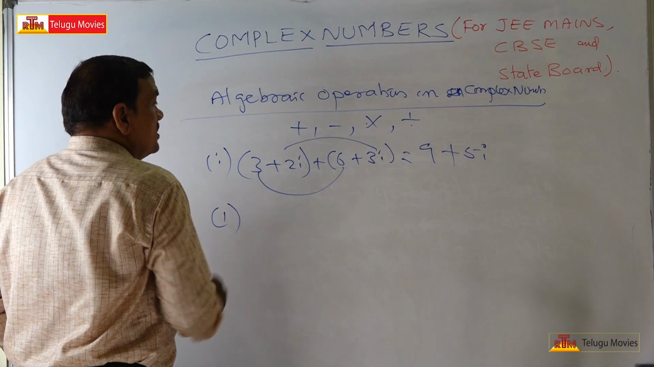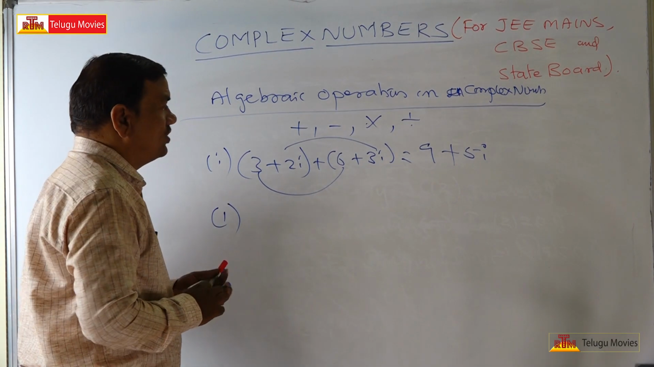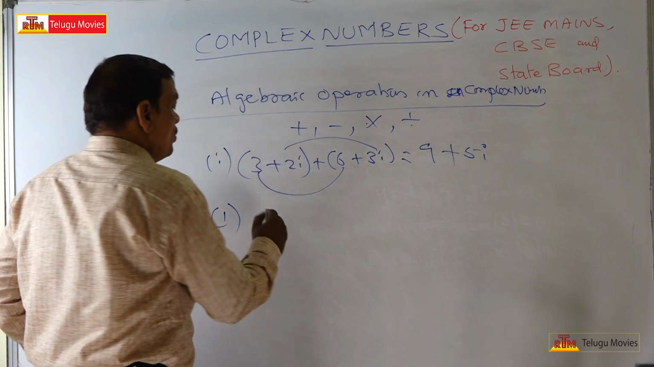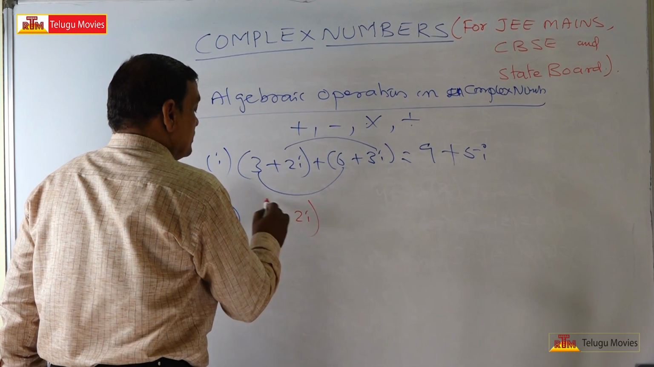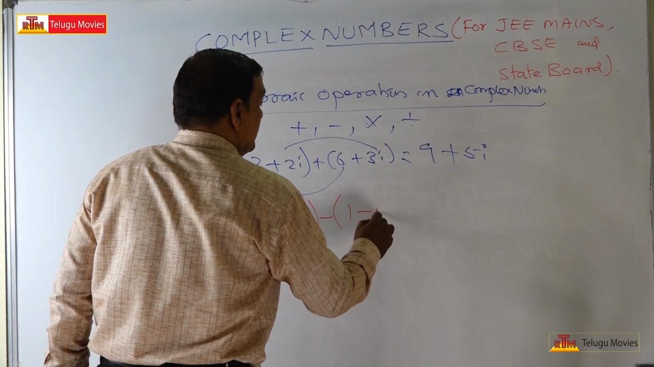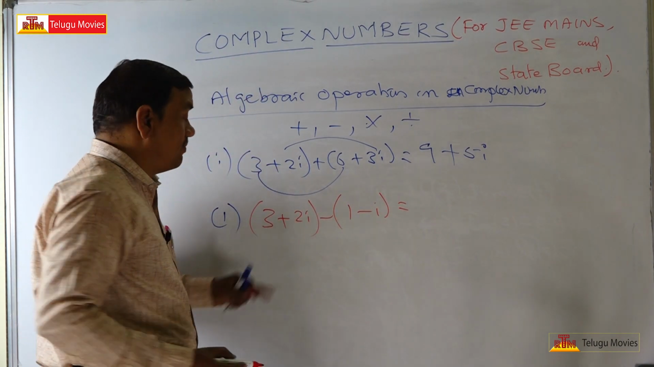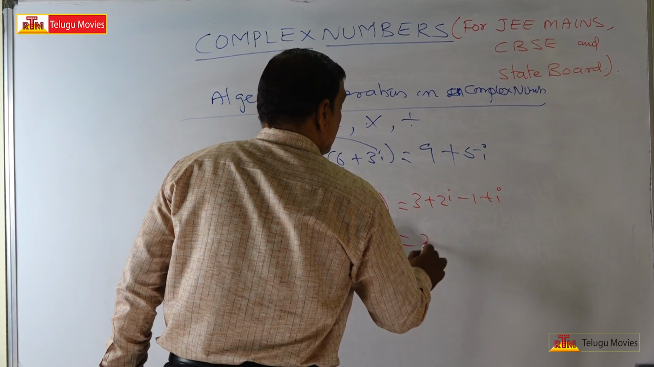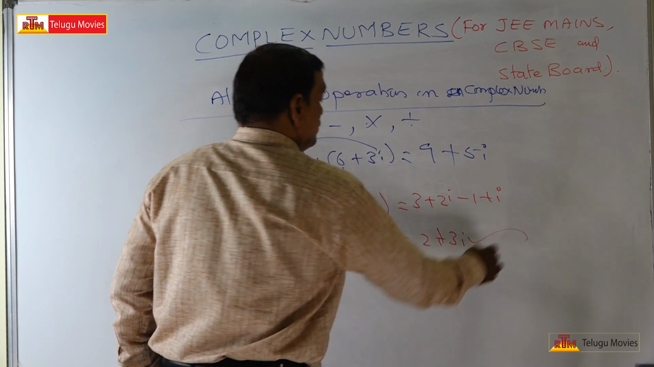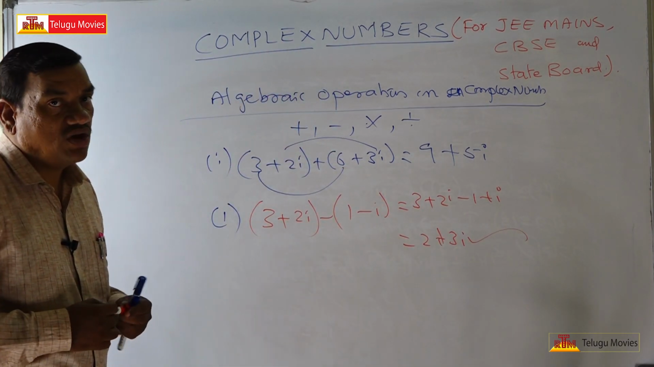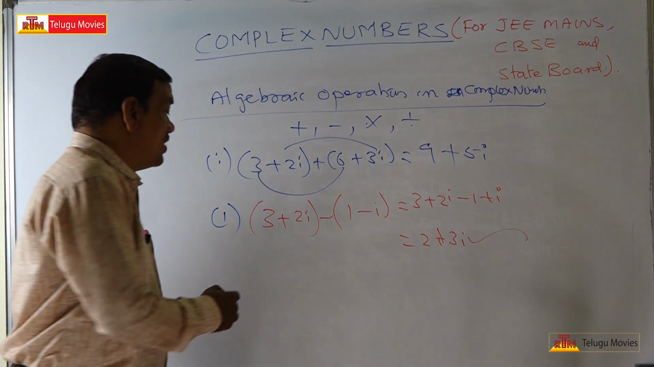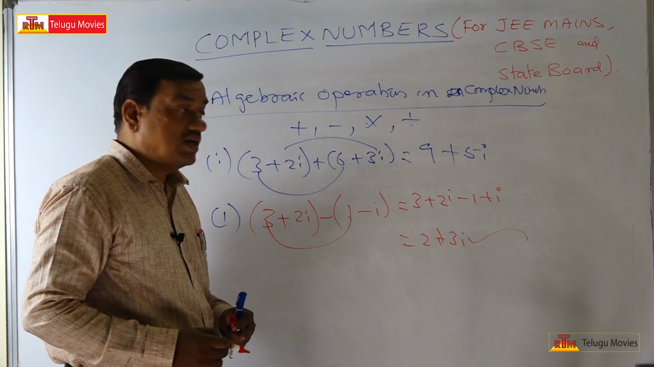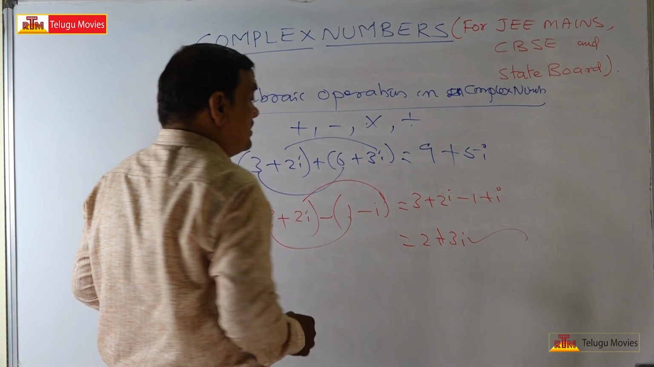Second one, subtraction of complex numbers, the difference of complex numbers. For example, 3 plus 2i is there, and the difference with 1 plus i. So this is given by 3 plus 2i minus 1 plus i, which is 2 plus i. This is the way of difference of complex numbers. That means you have to subtract the real parts separately and the imaginary parts separately.